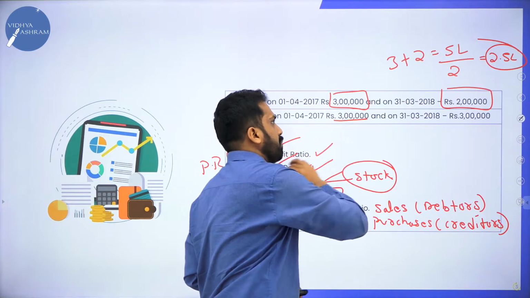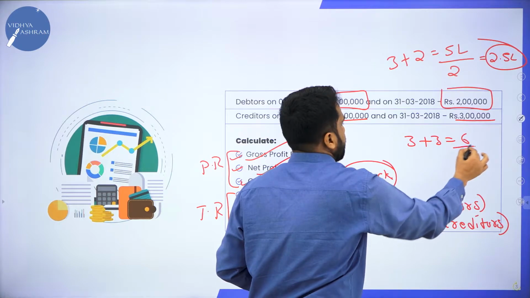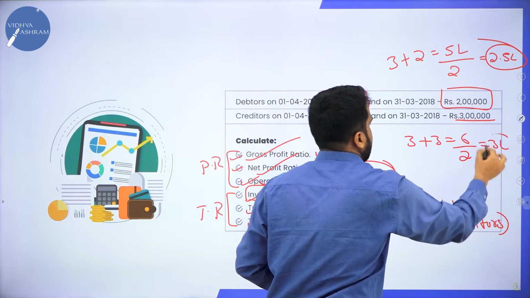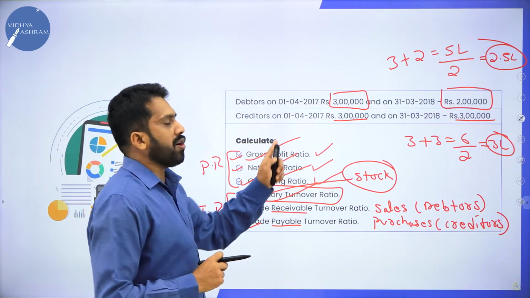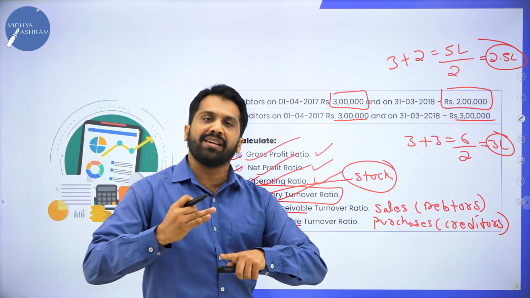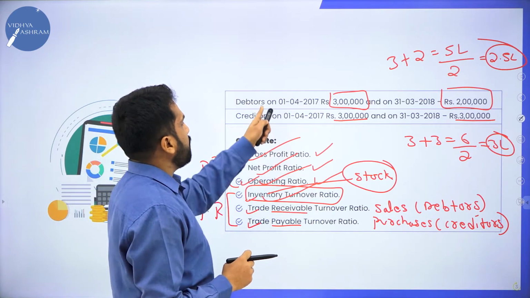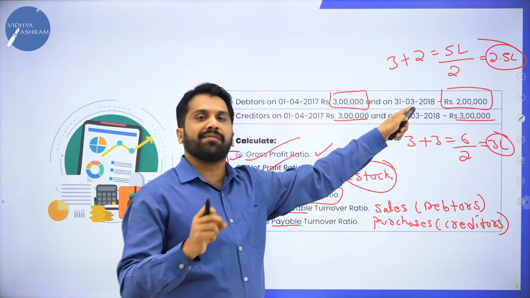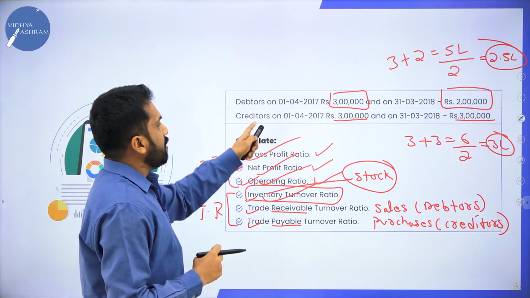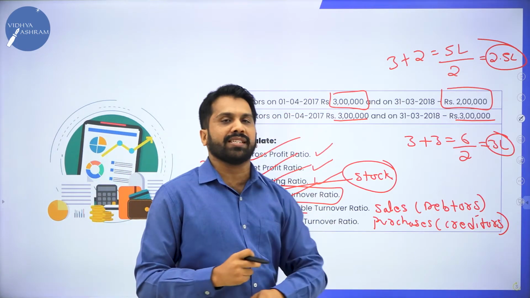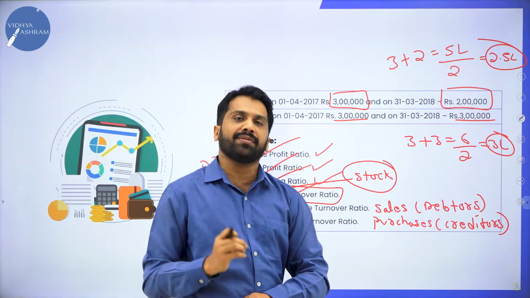If we go for payable, the same thing. We will go for opening, we will go for closing. 3 plus 3 is equal to 6. Divided by 2 means 3 lakh. Simple. If it is average stock, opening stock plus closing stock divided by 2. If it is average trade receivable, opening debtors plus closing debtors divided by 2. If it is average trade payable, opening creditors plus closing creditors divided by 2. So these are the logics you have to remember.